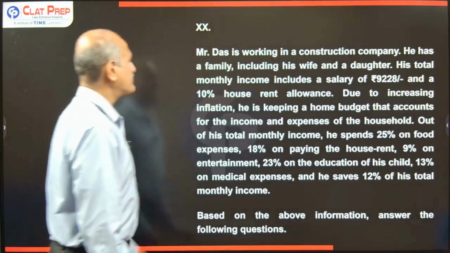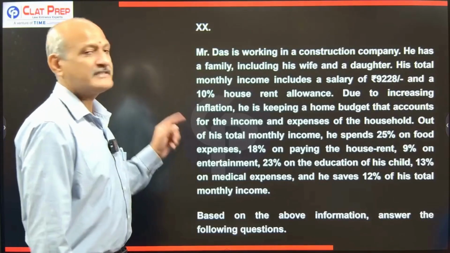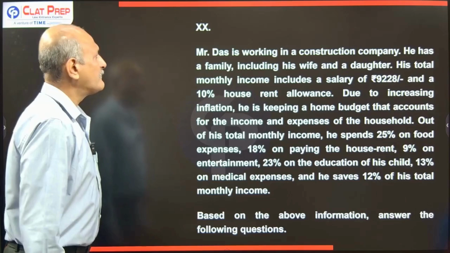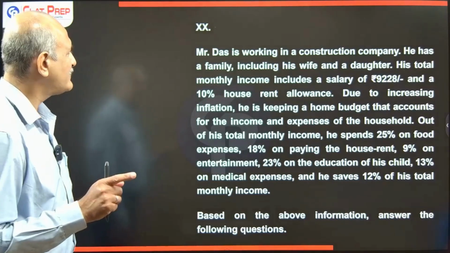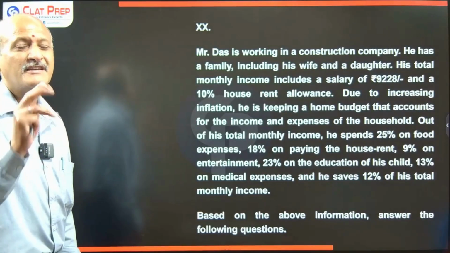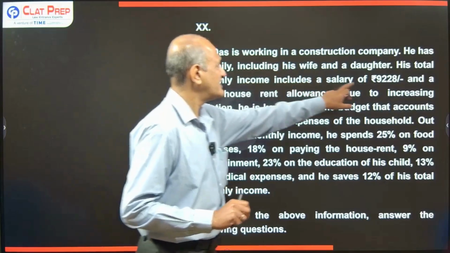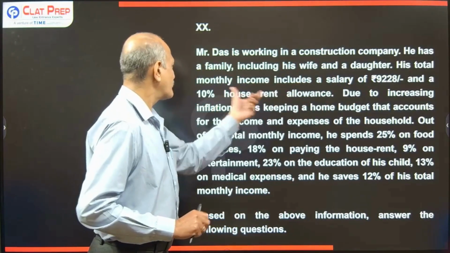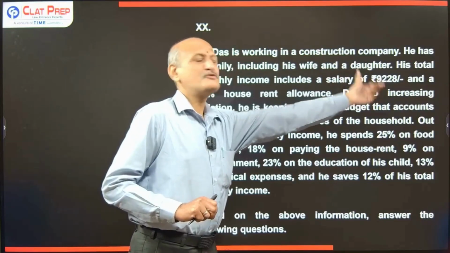In data interpretation, it reads: Mr. Das is working in a construction company. He has a family, including his wife and a daughter. His total monthly income includes a salary of 9228 and a 10% house rent allowance. So his income is in two parts here. One is the salary, and the other one is a house rent allowance. That house rent allowance is given as 10%, which means it is 10% of that 9228.